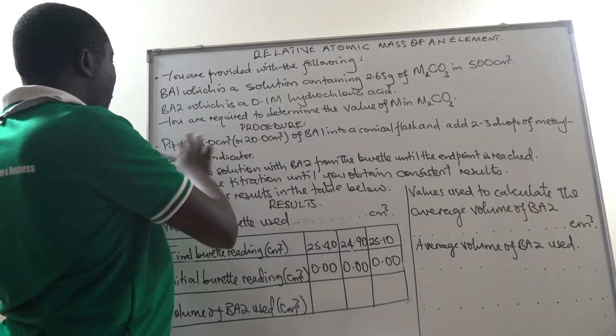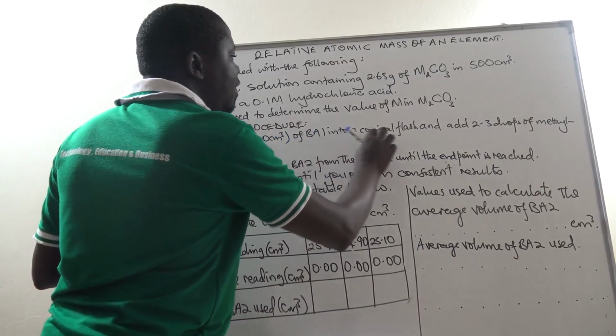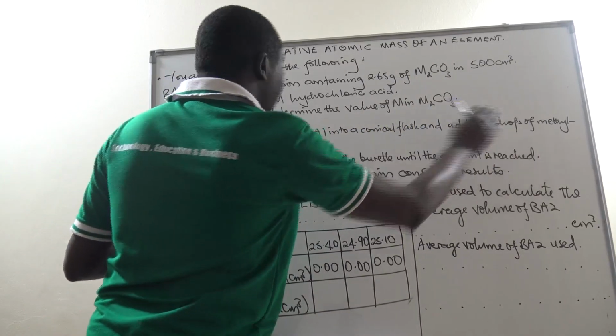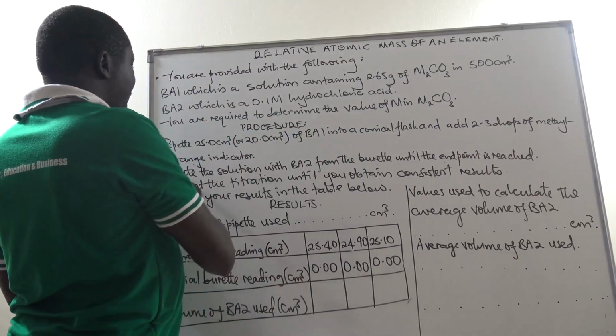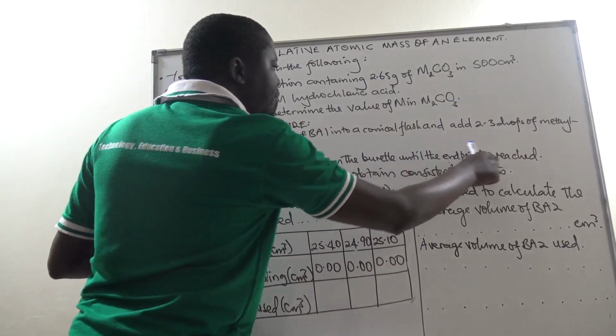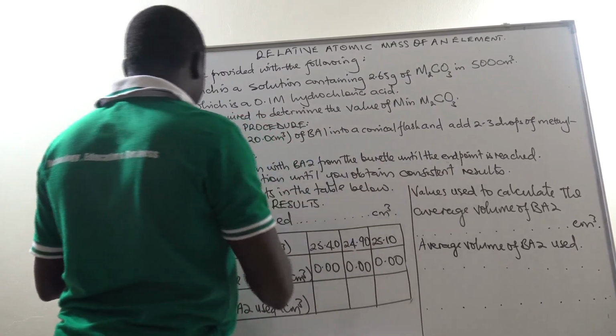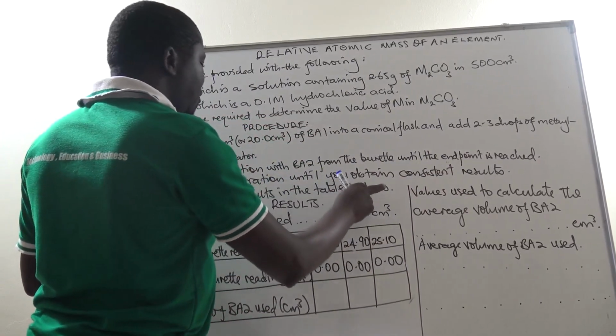So the procedure: we have to prepare 25 cubic centimeters or 20 cubic centimeters of BA1 into a conical flask, and we add 2 to 3 drops of methyl orange indicator. Titrate the solution with BA2 from the burette until the endpoint is reached. Repeat the titration until you obtain consistent results. Record your results in the table below.